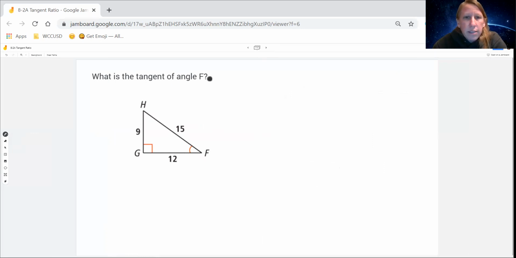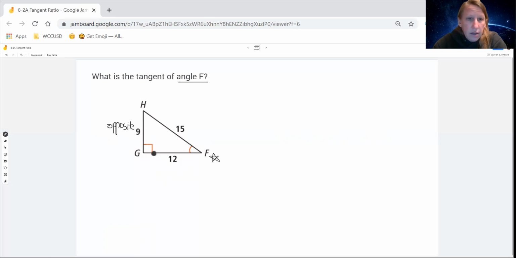All right, let's practice another one. So this time we want the tangent of angle F. They put a little mark here. I'm going to put a star next to it. This is the angle I'm interested in. And this side is now opposite. So the opposite side is all the way through the triangle. This is the opposite side.